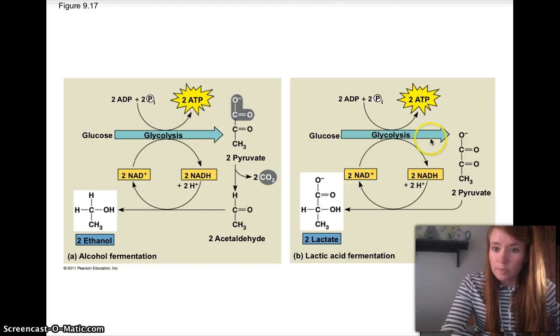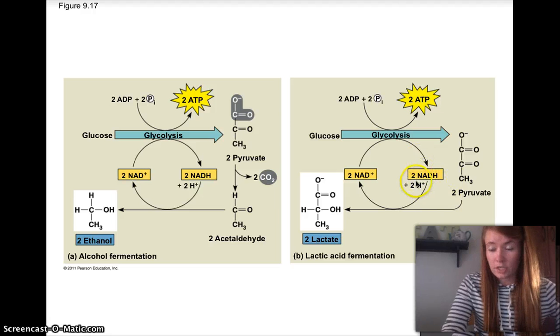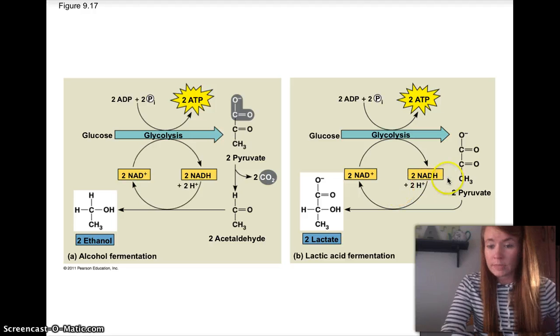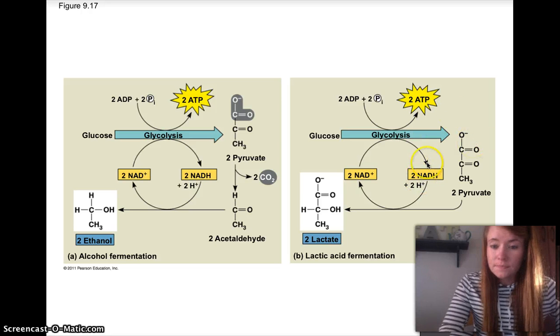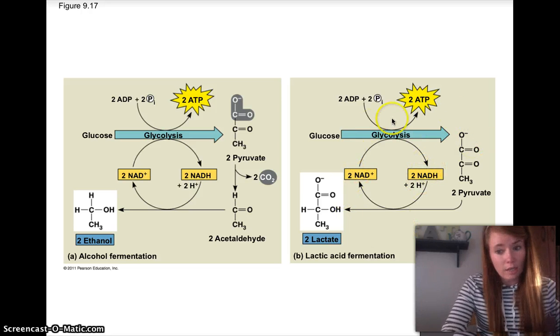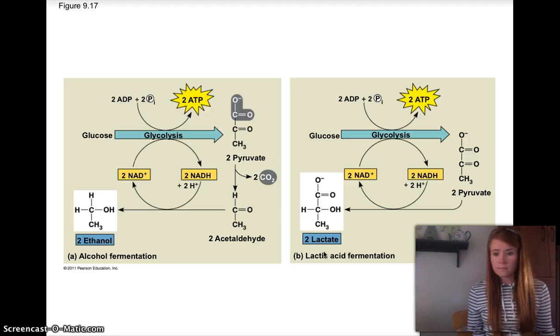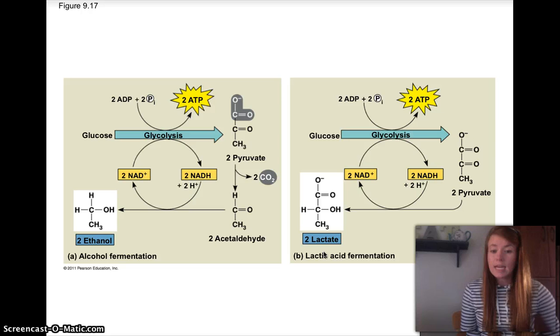So we have glucose being broken in half into pyruvate. 2 ATP are made, 2 NADH are made. But now pyruvate comes and is reduced by NADH. So NADH gets oxidized, gives up its electrons to pyruvate, and it is recycled to NAD+ and can go back into glycolysis. This pyruvate, after it's reduced, becomes lactate, which is a waste product, and is released as a waste product. And so that's why it's called lactic acid fermentation.